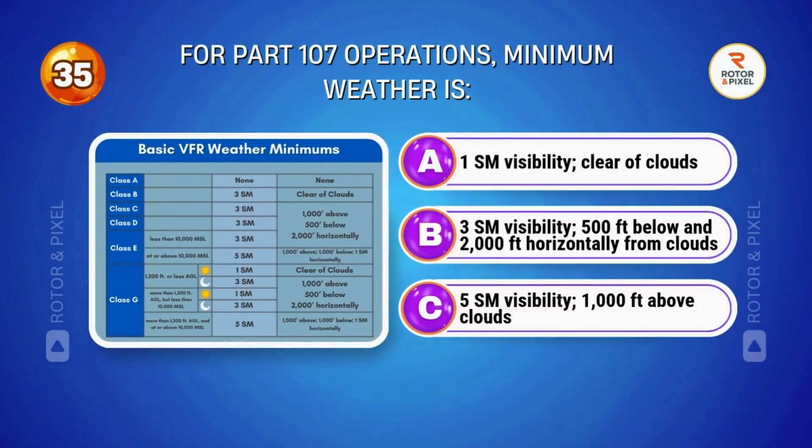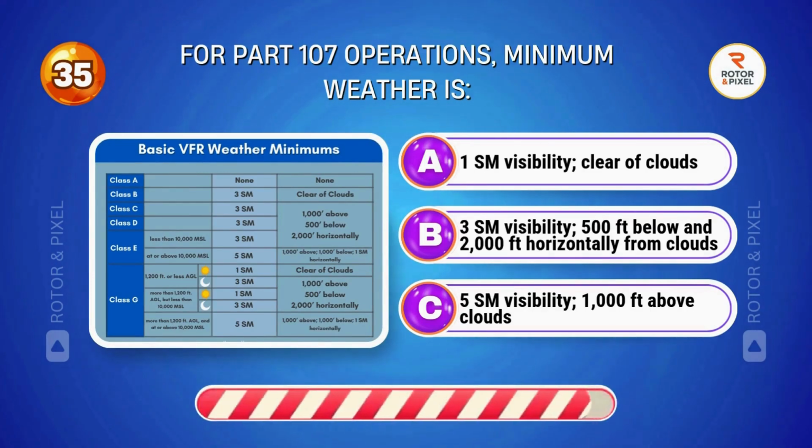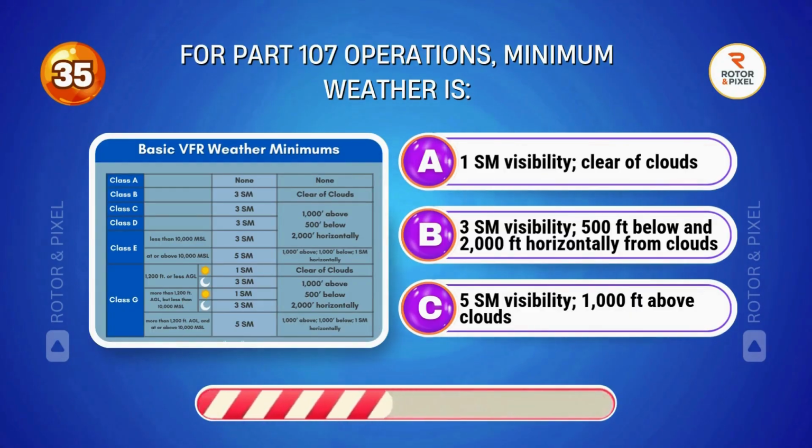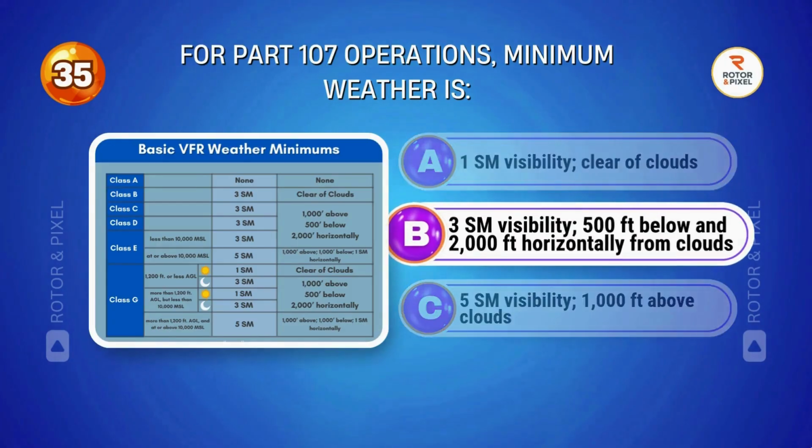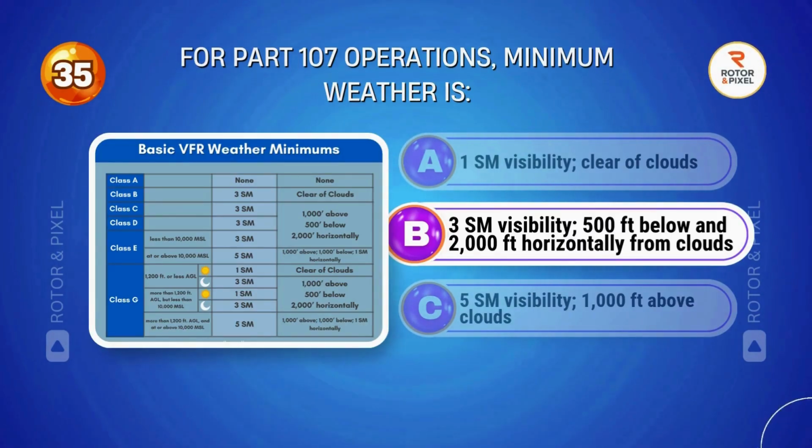For Part 107 operations, minimum weather is... Answer B, 3 SM visibility, 500 feet below and 2,000 feet horizontally from clouds.